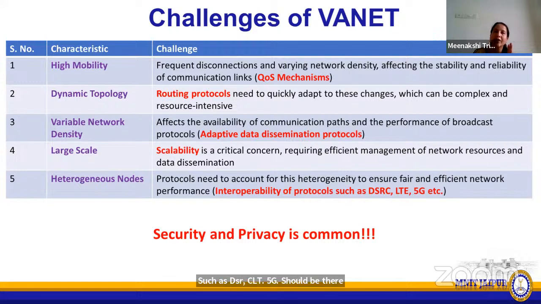And along with all these challenges, one of the common challenges is security and privacy, because the nodes are moving on the road. So it's not necessary that we have only legitimate nodes. There might be some illegitimate nodes who want to hack the information or mismanage the traffic, as well as, since the data is moving over the air, privacy of individual vehicles is also a very important concern over here.